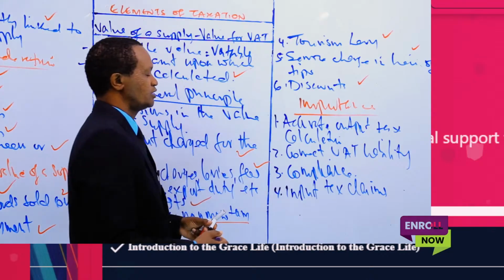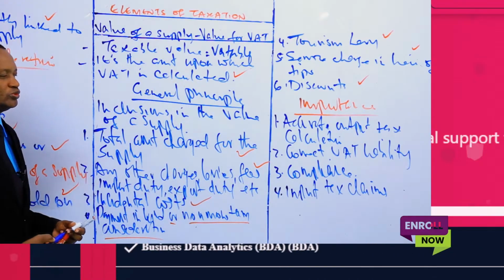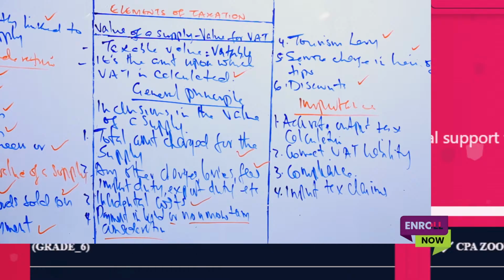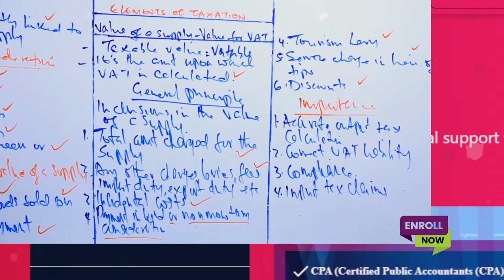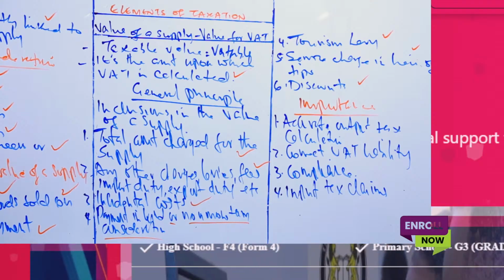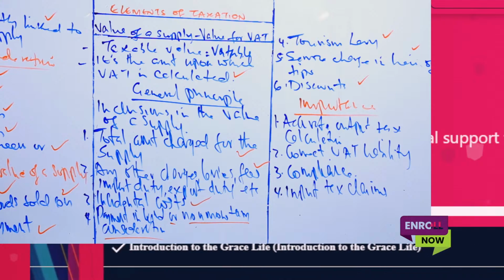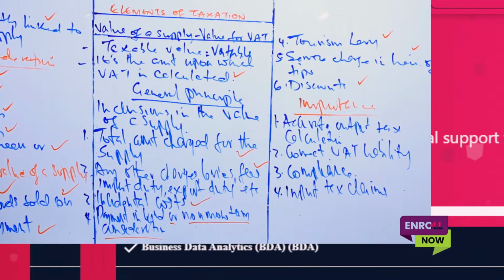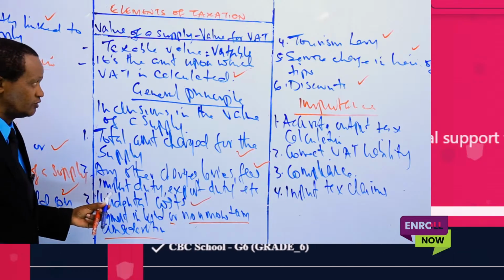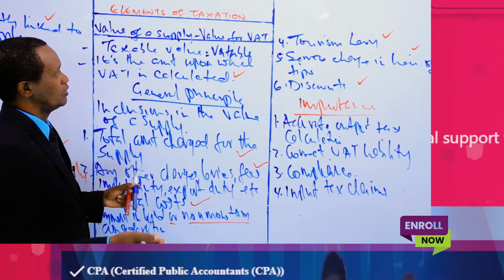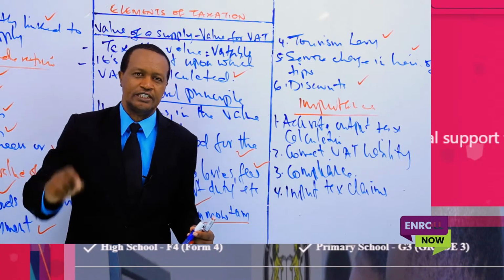Because sometimes it may be necessary to apply for input tax claims. So the taxable value affects the validity of input tax claims by the recipient if the invoice does not reflect the correct taxable value. So that is all, candidates, for today's lesson, which is the value of a supply or value for VAT.